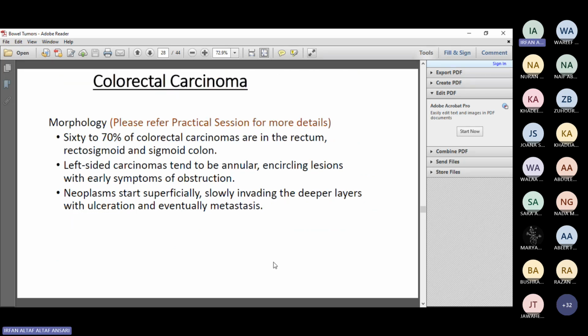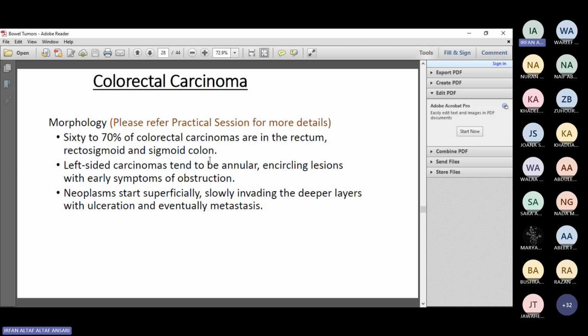Morphology of colorectal carcinoma in detail, to save our time, we will discuss it later on in the lecture. Okay, practical session. The majority of colorectal carcinoma is seen in the rectum, rectosigmoid and sigmoid colon, the distal part of the colon. Why the distal part? The same mechanism, if you remember: the more formed, solidified stool remains for a longer period of time in this part of the bowel, so there is more interaction between the toxic nutrients present in the stool and the epithelium. So there are high chances of cancer here.